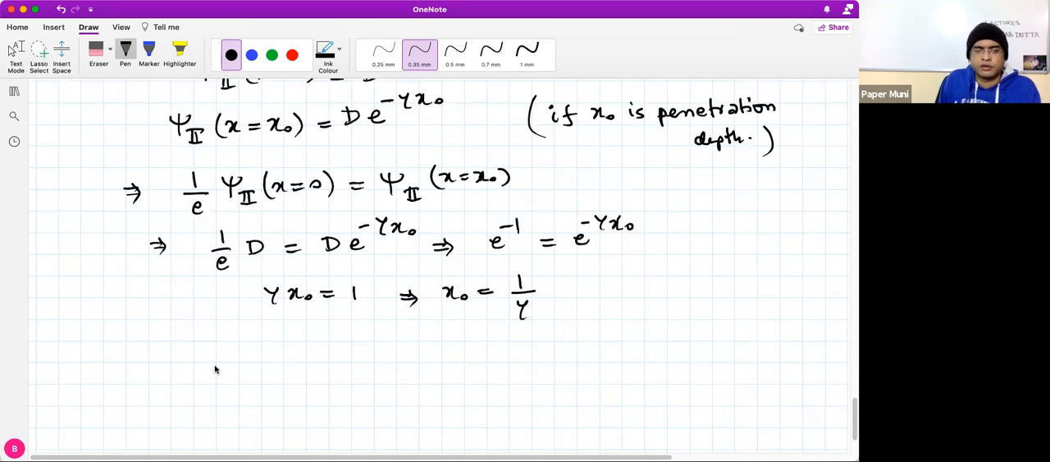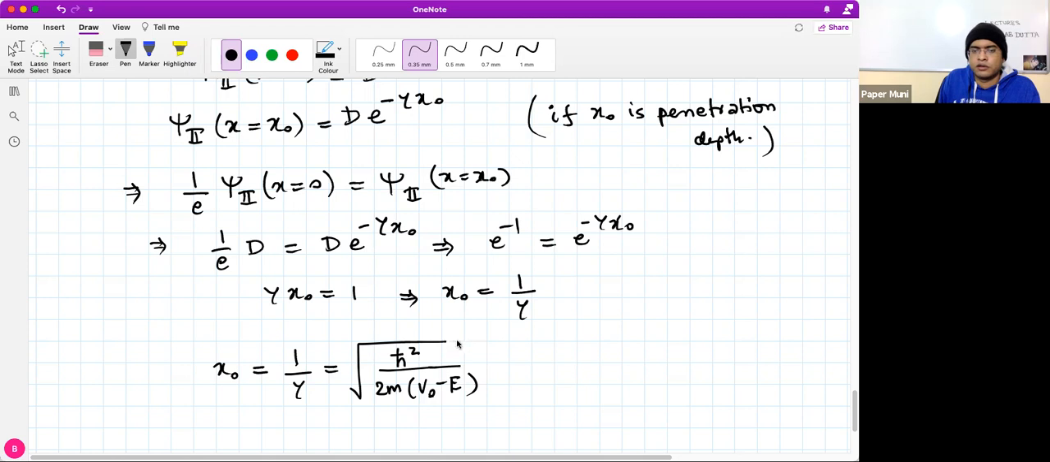Okay, so x naught is equal to 1 by gamma, which is equal to root over h cross squared by 2m (V naught minus E). All right, so this is the relationship we have now. This is the penetration depth that we get from the calculations.